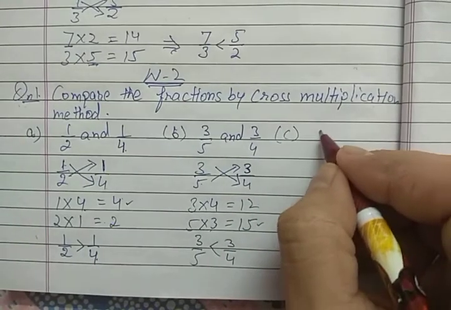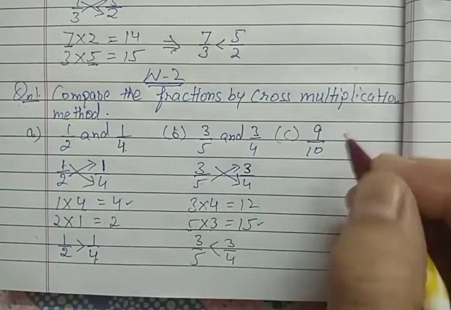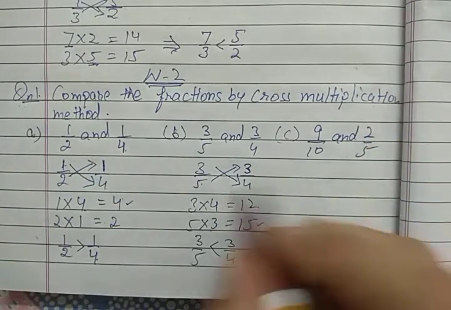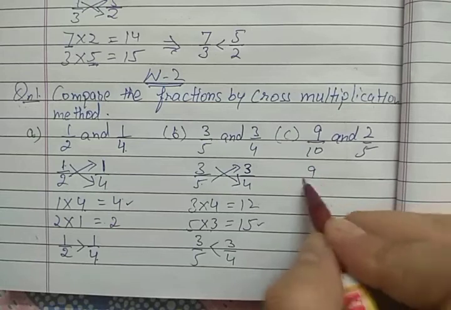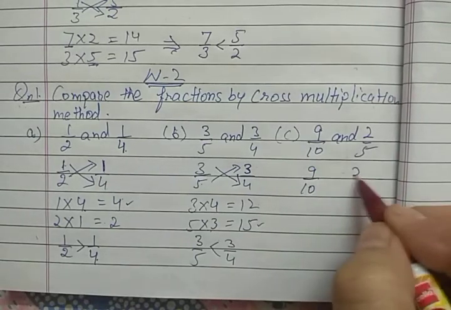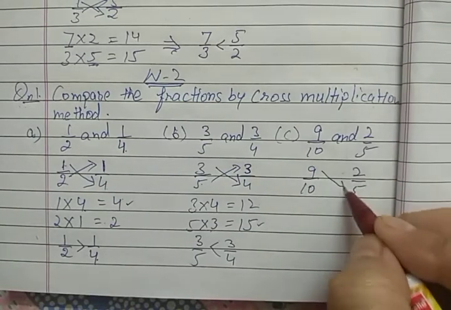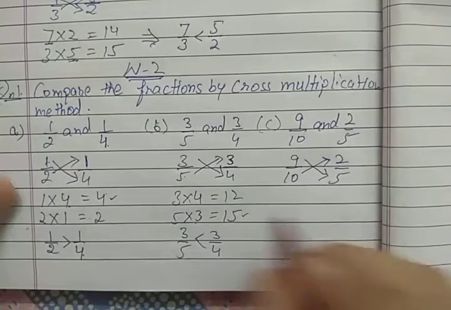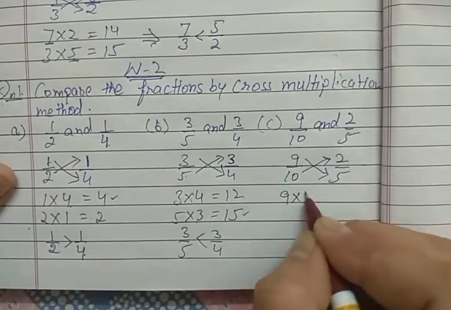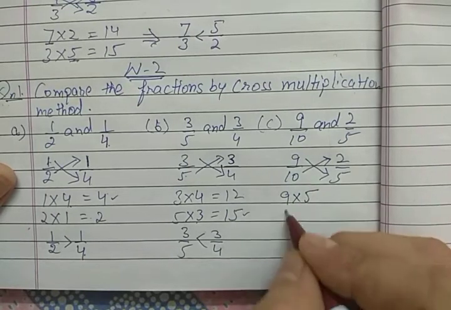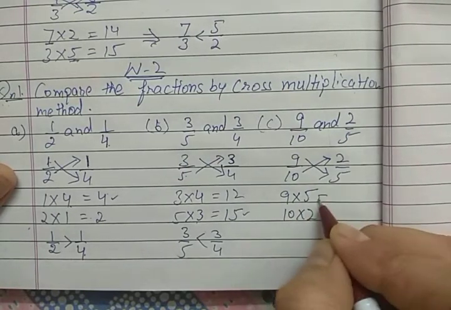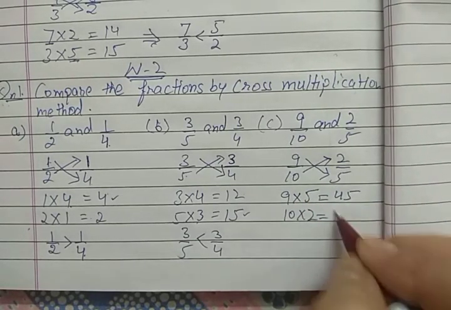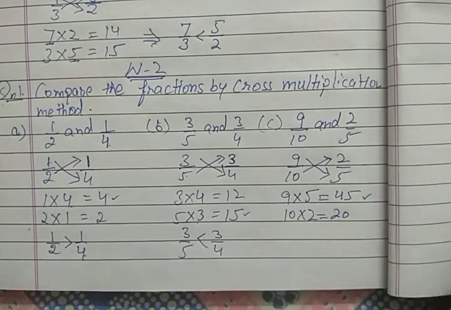Let us do the C part. 9 upon 10 and 2 upon 5. Now cross multiply them. 9 upon 10, 2 upon 5, cross multiply them. So what will we get? 9 multiplied by 5 and 10 multiplied by 2. So 9 5s are 45 and 10 2s are 20. Which one is greater? 45 is greater.